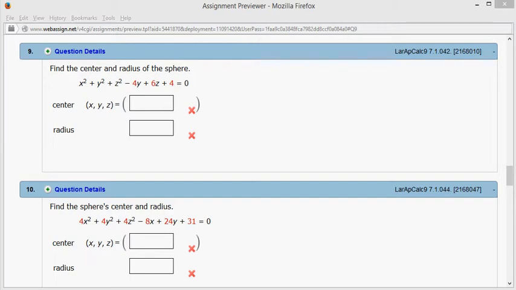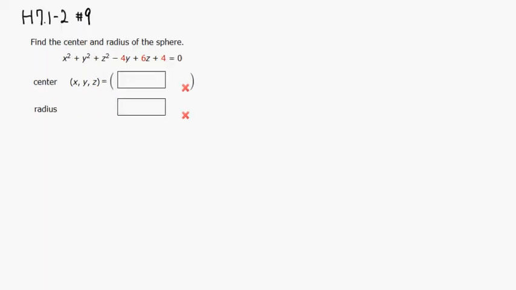Alright, let's look at the homework 7.1, 7.2, problem number 9. Let's find the center and the radius of this sphere. We need to complete the square. First, I'm going to group all the x's together, all the y's together, and all the z's together.